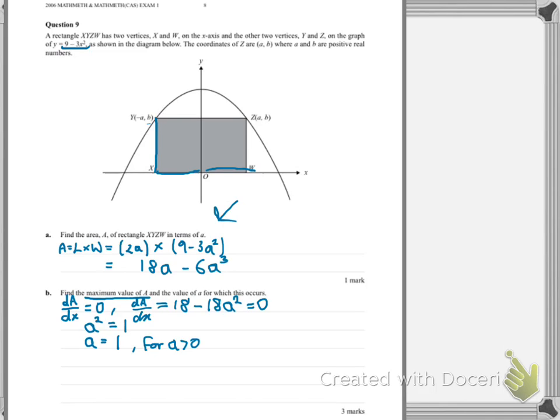The last part is, there's our value of a for which this occurs. Now we have to get the maximum value of the area. So we sub a equals 1 into the expression for area, and we get 12 units squared. Okay, I hope that helps.